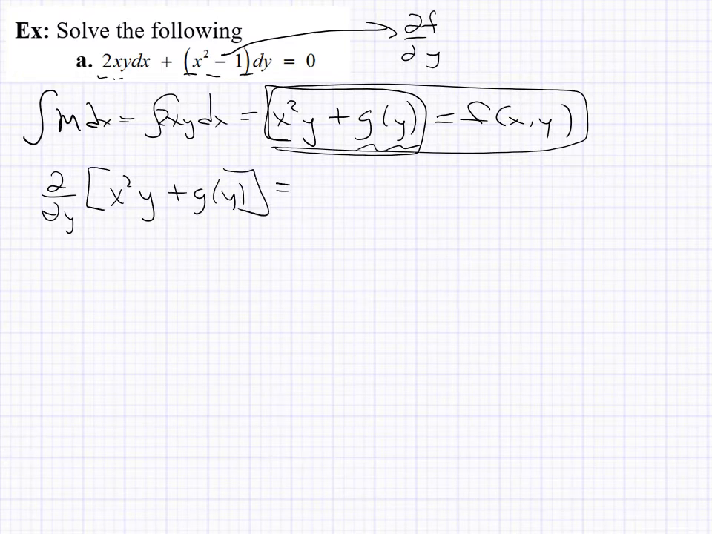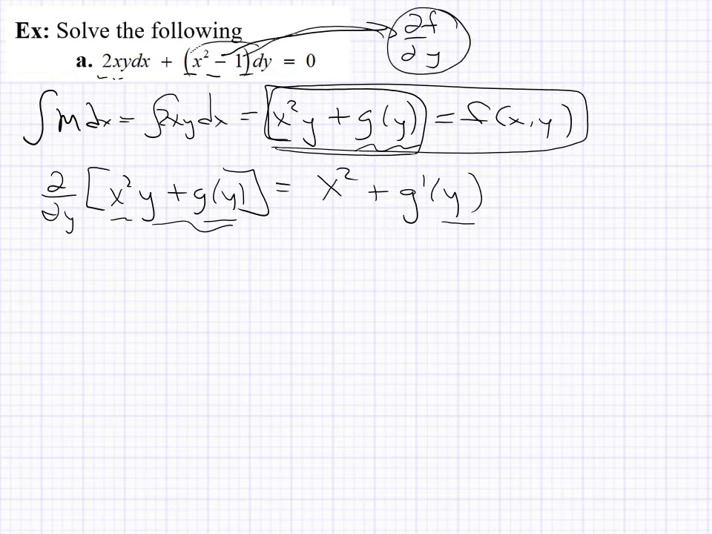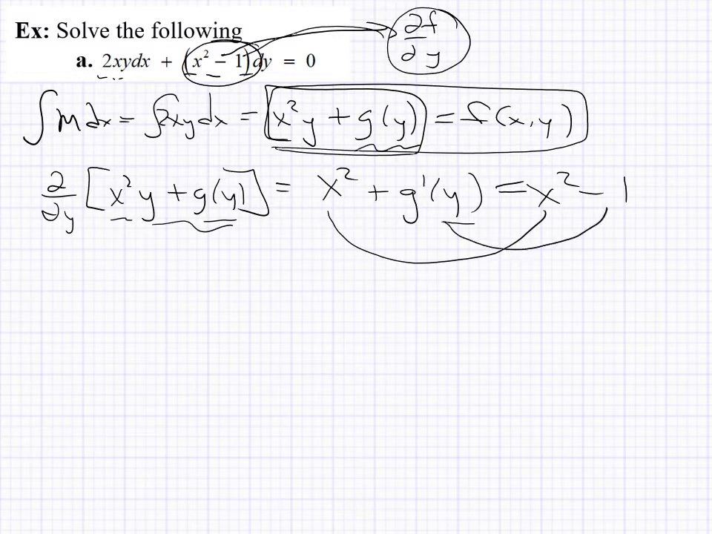In which case, since these are added, we'll do each one of these separately. We're going to get x squared plus g prime of y. So that's this piece right here. Okay, so if we do that, we would get this as our answer. Now that should be the same thing as what's sitting right here. So that should equal n, which is this x squared minus 1. If you match those two up, here's your x squareds, boom, there's your minus 1.